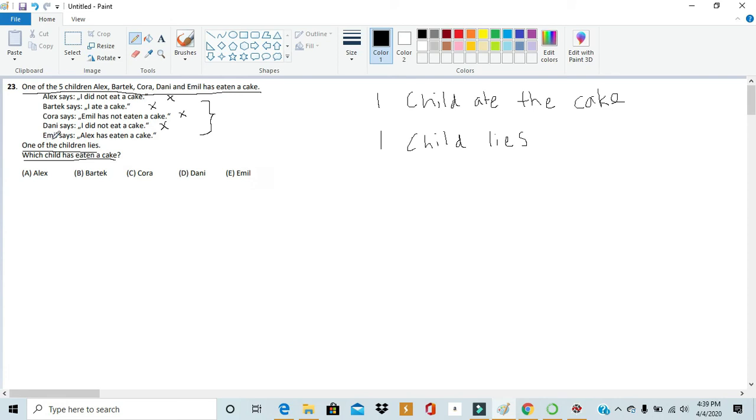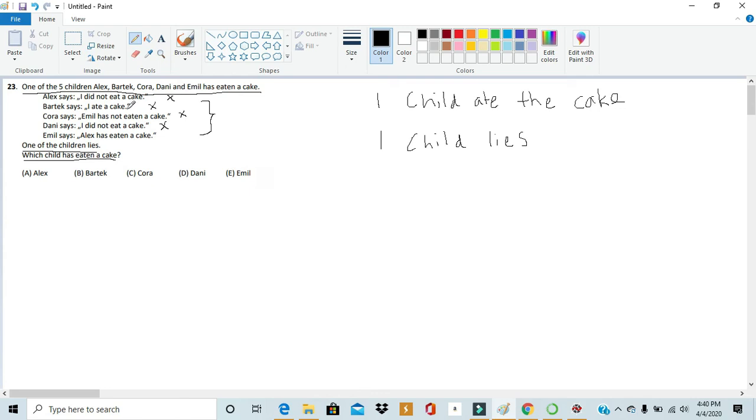With Emil as our new designated liar, we know that everyone else is telling the truth, and that Emil's statement is a lie. So we can see if this works completely overall, and if it does work, who ate the cake. Emil says that Alex has eaten the cake, but Emil lies. So that means Alex has not eaten the cake. That matches up to what Alex says, because Alex says that I did not eat the cake, and we know that if Emil's our liar, Alex is telling the truth. Also further establishing that Alex did not eat the cake.